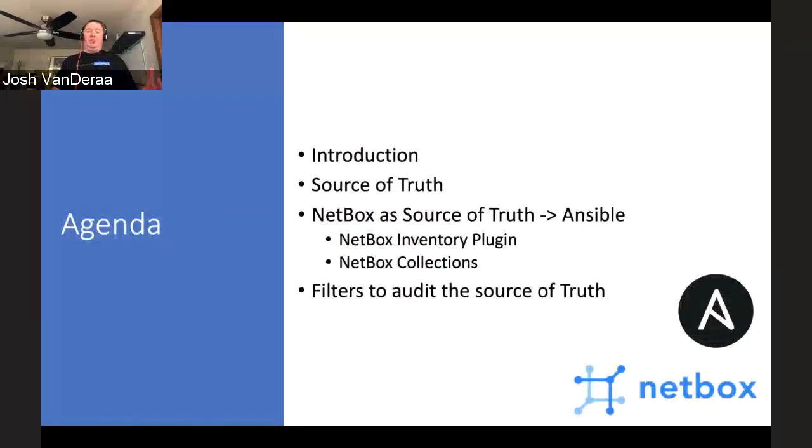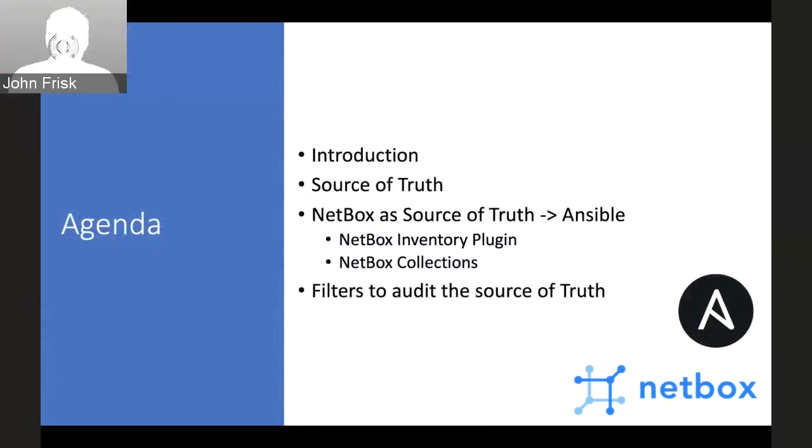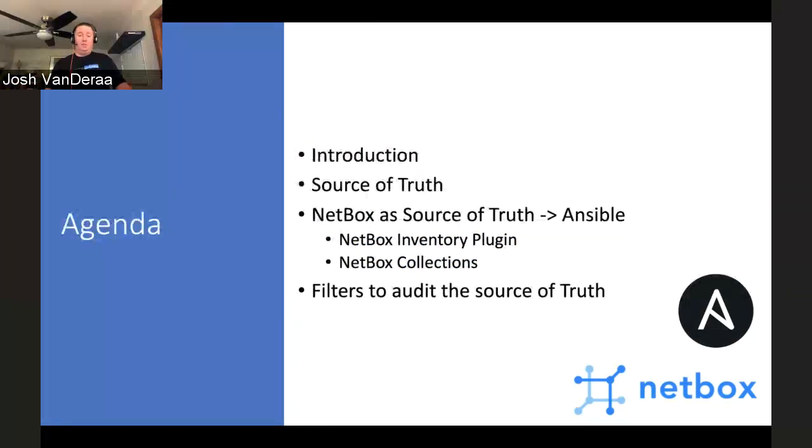So then the agenda. We already took care of the introduction. I'm going to talk about source of truth, because that's a very important piece to why I'm here to talk about NetBox. Then we'll look at NetBox as a source of truth and how that plays into Ansible. With that, we'll cover the NetBox inventory plugin and the new NetBox Collections. If you haven't heard about that, it came out in Ansible 2.9, and it's the drive to really start to take stuff out of the main Ansible inventory and move it into separate tooling. And then in the second half, we'll take a look at filtering specifically and how we use filters to audit our source of truth.